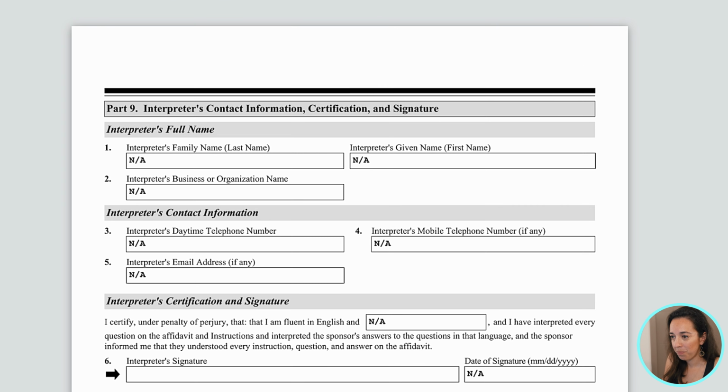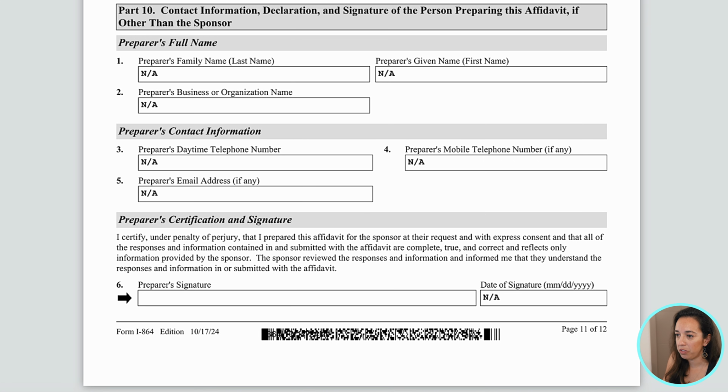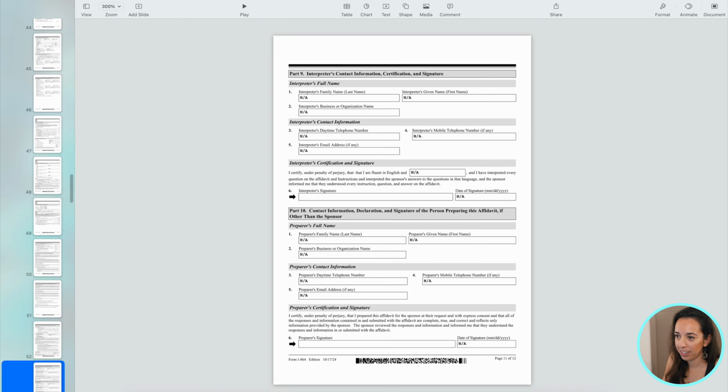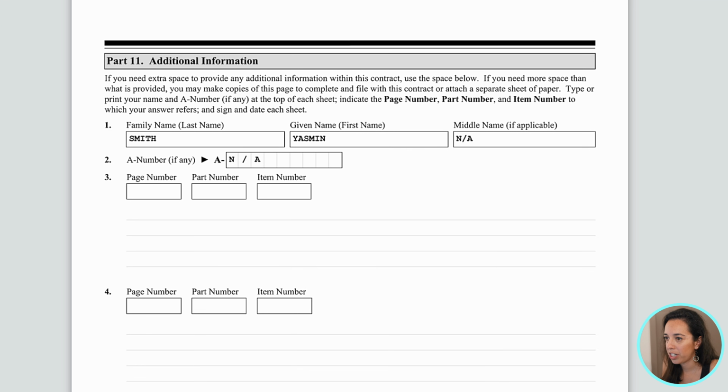For part 9, it asks, similar to the previous forms, for the interpreter's information. So as we didn't use an interpreter, we just wrote NA for everything. And as we didn't use a preparer, we also wrote NA for that. The final page is part 11, for additional information if you needed additional space.